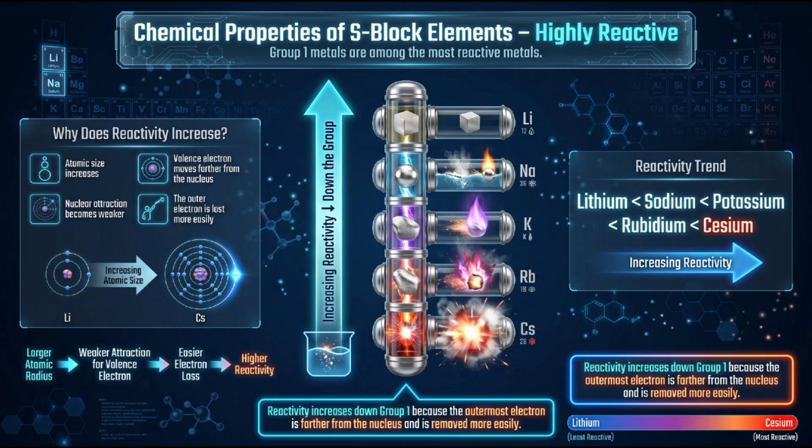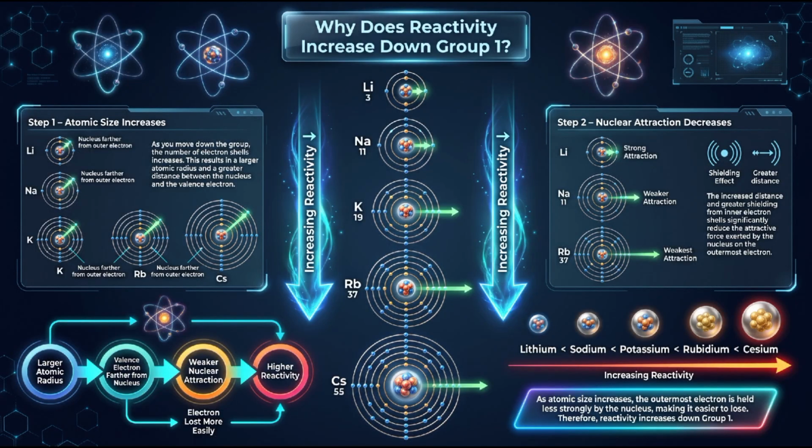This increasing ease of electron loss explains why alkali metals react vigorously with water, oxygen, halogens, and many other substances, making them some of the most reactive metals in the periodic table. Understanding the relationship between atomic structure, ionization energy, and electron loss provides the complete explanation for the remarkable chemical reactivity of the s-block alkali metals. One of the most important trends in the periodic table is that the reactivity of Group 1 alkali metals increases as we move down the group.